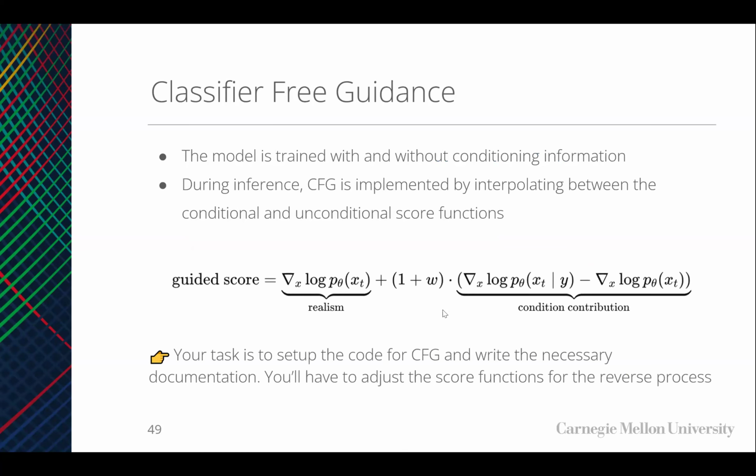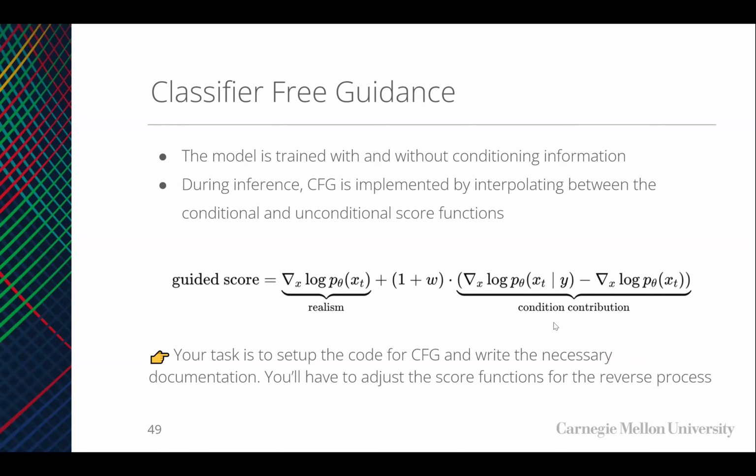Again, one equation here. Classifier free guidance is implemented by interpolating between the conditional and unconditional score functions. I will not go into detail right now what exactly a score function is or where this log is coming from and how these equations interplay with each other. You will read about this more in the write-up. But again, this is the most important equation you have to deal with. This first term here essentially captures the realism of our image, and this is the conditional contribution, essentially the guidance that we get from the classifier.